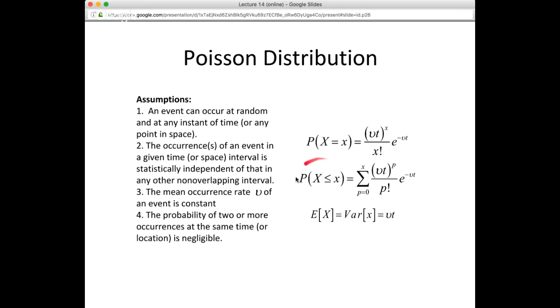And of course, we could write out the corresponding CDF, which is just the probability that the random variable X is less than or equal to some specific number of occurrences, little x. And then we sum, because we can go from no occurrence at all, p equal to 0, to x, again over that fixed amount of time. So we're just plugging our Poisson distribution into that sum to get the CDF. And it can be easily shown that the expected value of X for this distribution is equal to the variance and is equal just to nu t.